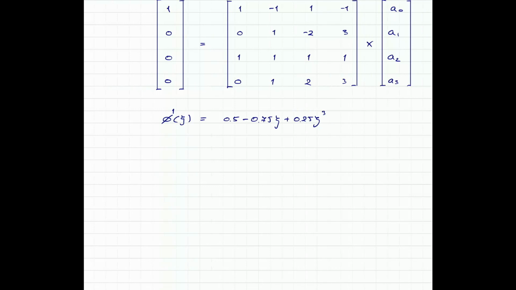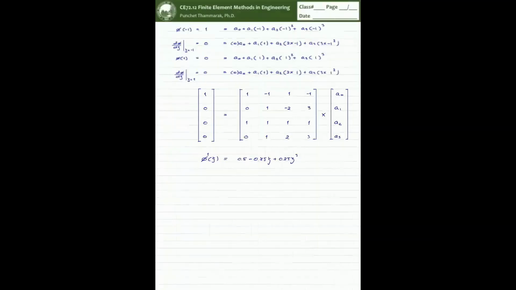So you can plot this. You will end up with, from minus 1 to 1, a shape like this. 0 slope, 0 slope, 0 value there, equals 1 over here. Okay, check, yeah, plot it. And then you just repeat the same thing.